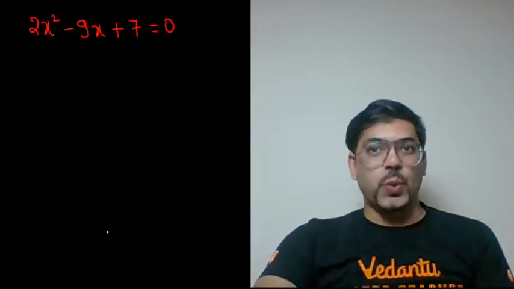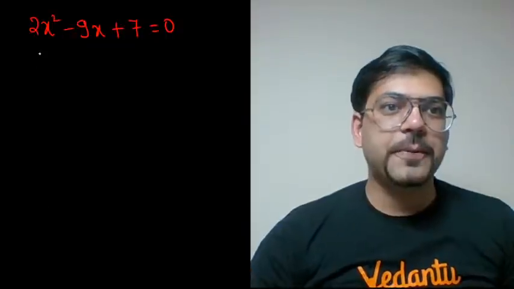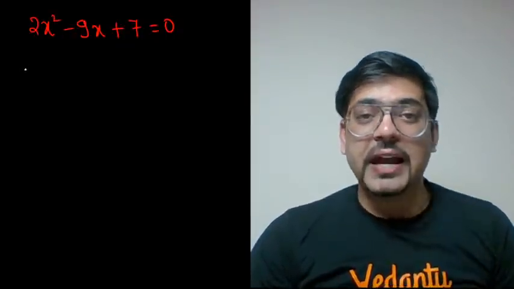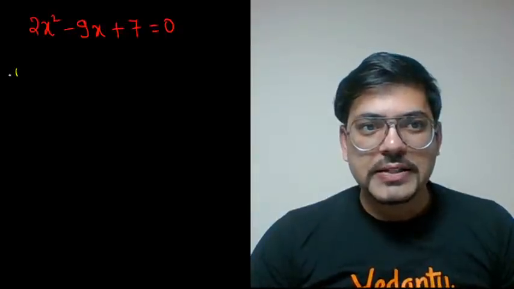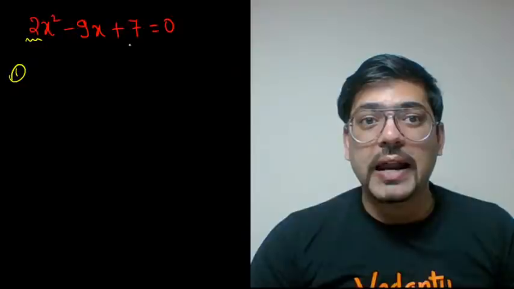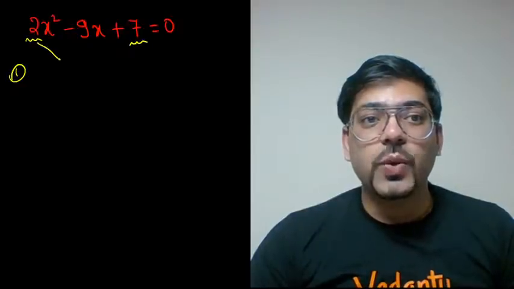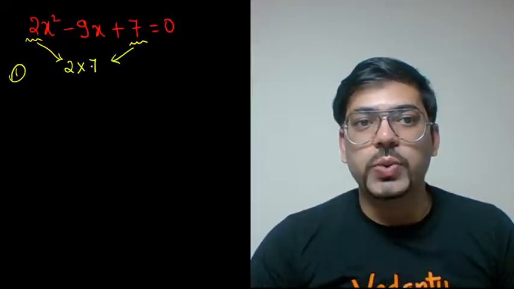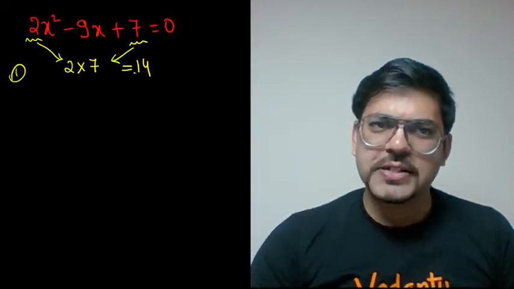So how does it work? You have to understand that part. Whenever you have to do a middle term splitting, there are 3 steps. The first step says that you have to take the coefficient of x square and the constant and multiply them. So you have got here 2 into 7. 2 into 7 is nothing but 14. Fine. So this is the first step.